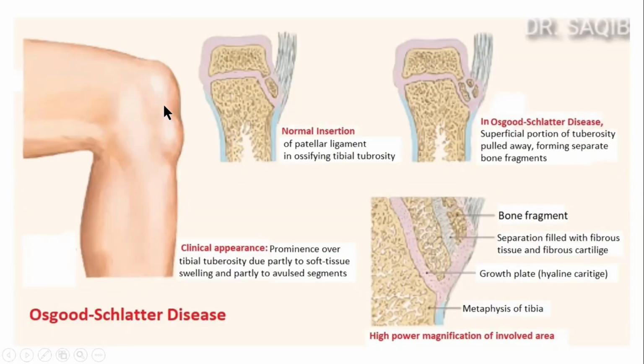And this is the clinical appearance, right? You could see this is the prominence over the tibial tuberosity here. You could see this is my arrow, and it is due partly to the soft tissue swelling and partly to the avulsed segments, right? This is the way it is.